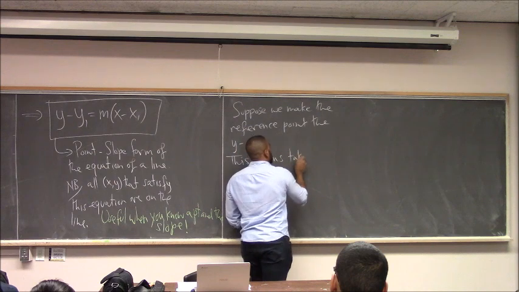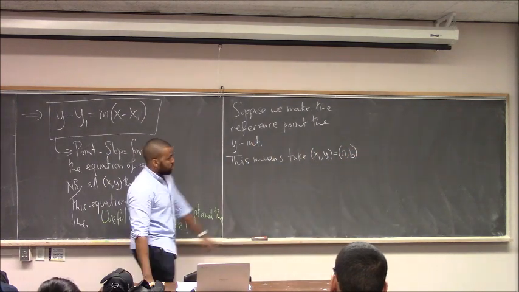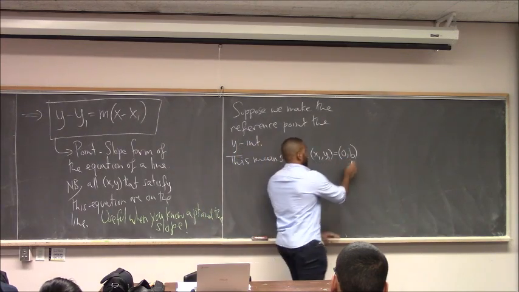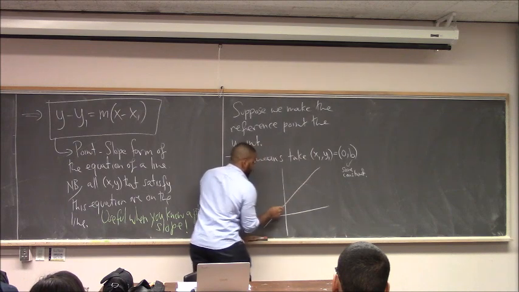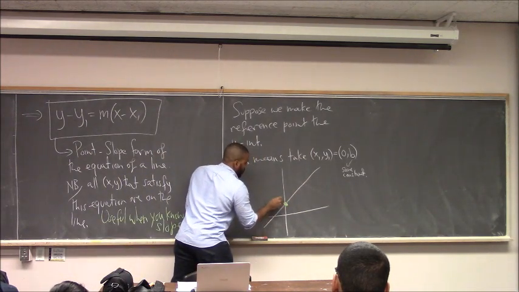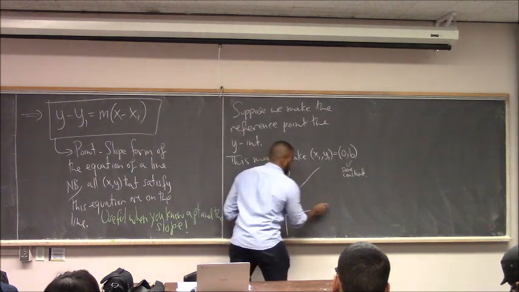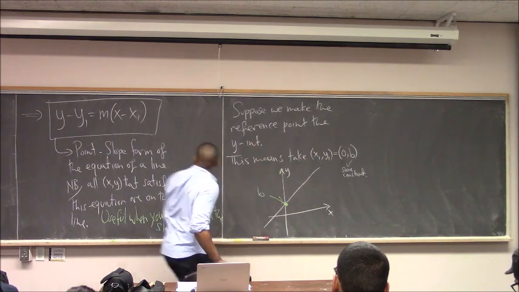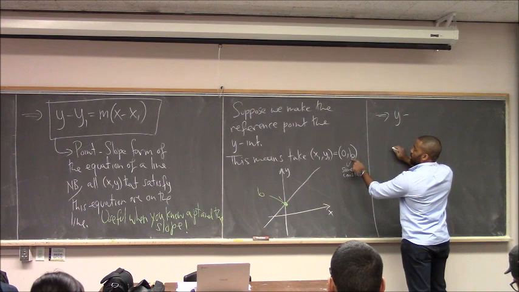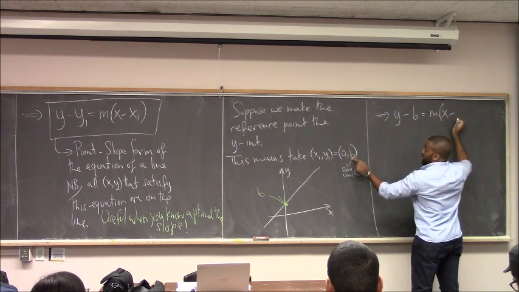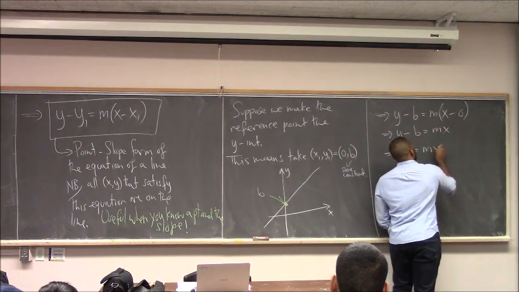This means take the x1, y1 reference point and set it equal to something that looks like 0, b. We know anything on the y-axis has that form as a coordinate. The x-coordinate will be 0, and b is just some constant, namely where your line touches the y-axis. Now, if I let that be my reference point, I can plug that into this equation. y minus y1 would be y minus b, and x minus x1 would be x minus 0. So I get y minus b equals mx, or y equals mx plus b.